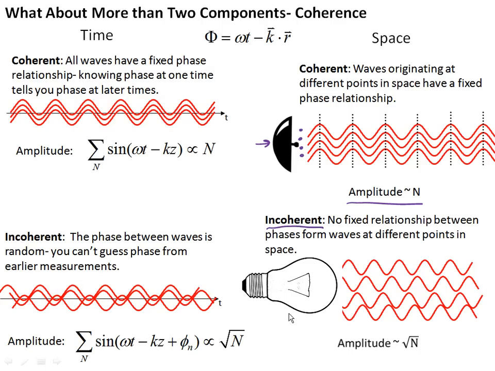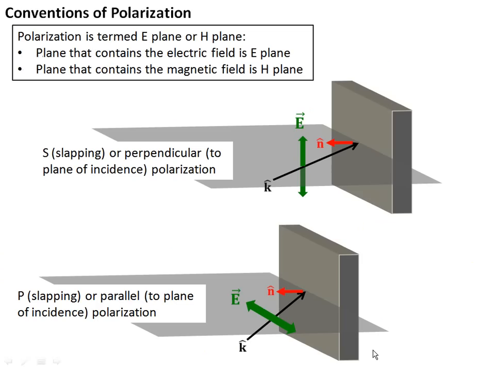For an incoherent source, such as a light bulb, waves come off the filament at different points in space, but the relationship between the phase of those waves at each point of the filament in a light bulb is random. It's incoherent. And in this case, the wave sum is the square root of n, just as in the time case. So we've introduced the idea of summing lots and lots of waves that can sum up either coherently, linearly with the number of waves, or incoherently as the square root of the number of waves.